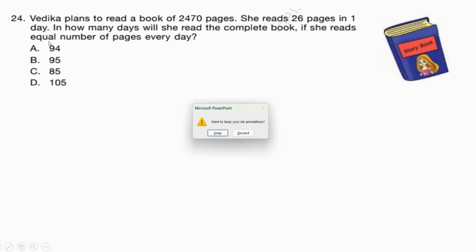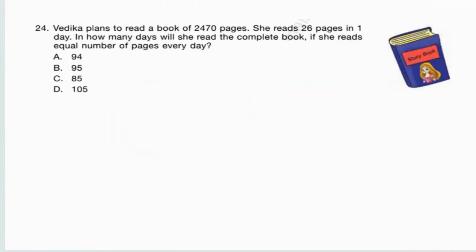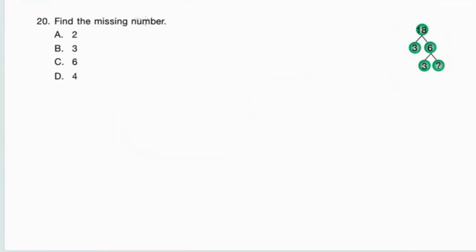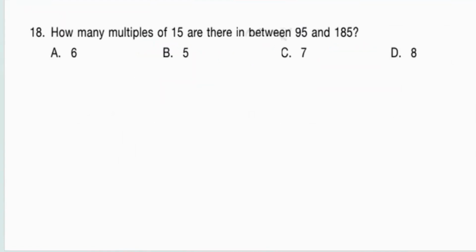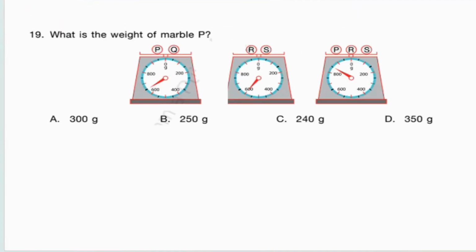After that, I'm coming to my next question. Now I'm on the 19th question. We have completed 18 questions. How many multiples are there between 95 and 185? We have already done that. Now I'm coming to the next question: what is the weight of the marble P? The weights of marbles P and Q are given here.